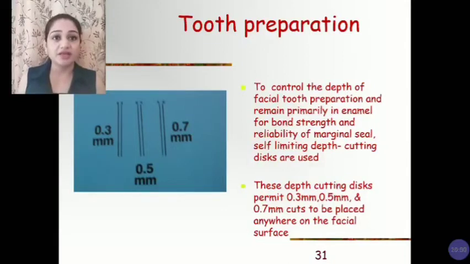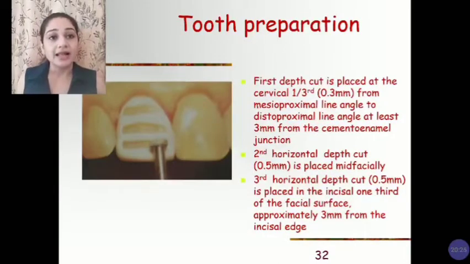Coming to the first type, we have different wheels of different diameters. To control the depth of facial tooth preparation and remain primarily in enamel for bond strength and reliability of marginal seal, self-limiting depth cutting discs are used. These depth cutting discs permit 0.3 mm, 0.5 mm and 0.7 mm cuts to be placed anywhere on the facial surface. Like this, different depth cuts are given.